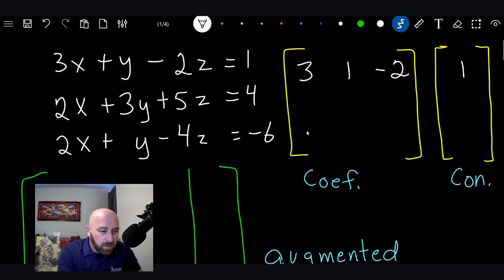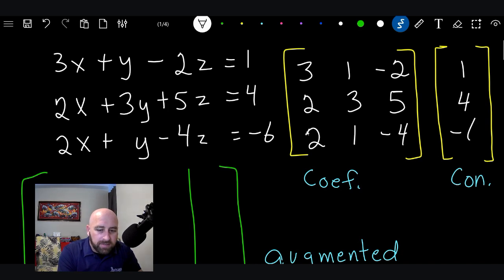All right, the next row is 2, 3, 5, 4. The next row is 2, 1, -4, -6. And right now you're looking at page 286 and you're like, those are not the same numbers that I'm seeing on that page. You're right. I didn't use the same example that they're using in the book. I'm using an example that we're going to look at a little bit later. But the principle is the same. Take these elements and plug them into the coefficient and the constant matrix.